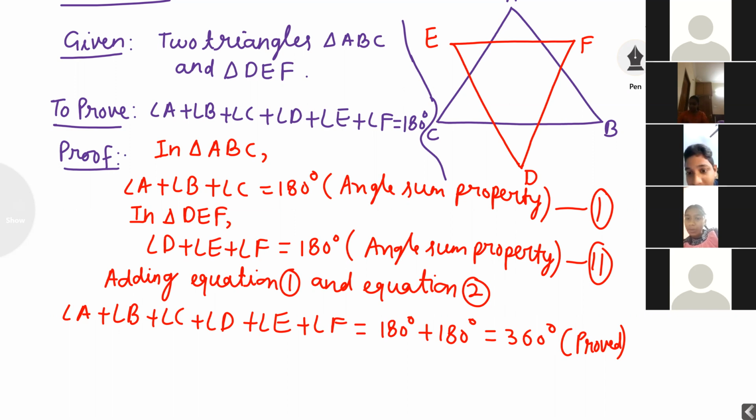Student, don't write shortcut, follow the proper steps: given, to prove, proof. Students, I have explained this question and last question. Both question is very famous question in the CBSE examination.